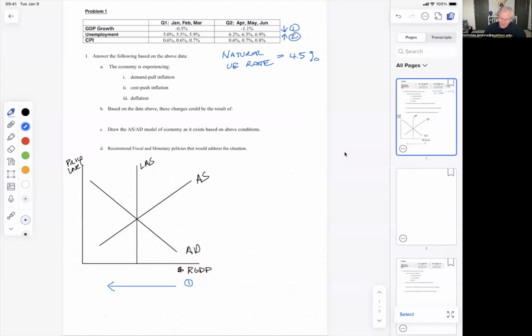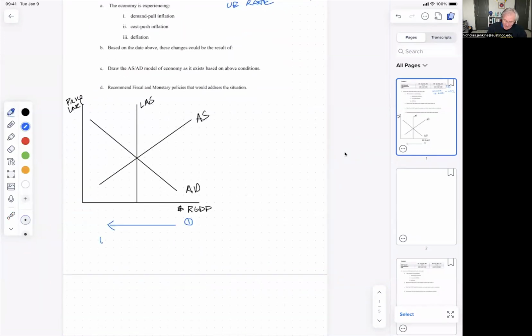Now, two things are going on here with the unemployment. First of all, we know that the unemployment rate is getting higher. And notice that actually throughout the whole time, it's above the natural unemployment rate. So if the unemployment rate is above the natural unemployment rate, I'm going to write this down. Unemployment rate is greater than the natural unemployment rate, which means that employment is below full employment.